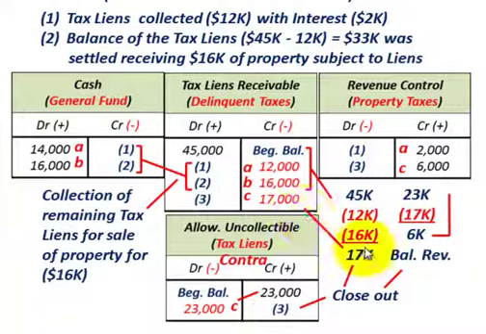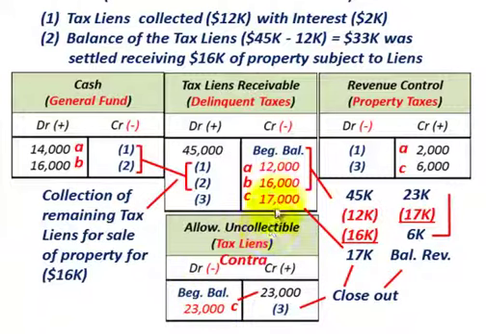So we'd credit that for the remaining balance of $17,000, and at the same time our allowance for uncollectible tax liens has to be closed out as well. We had the credit amount of $23,000 beginning balance, so now we debit out the entire $23,000. So we've got an imbalance between our tax liens of $17,000. Our balance was less than our allowance for uncollectibles for those tax liens of $23,000.